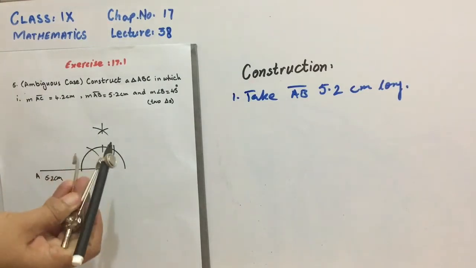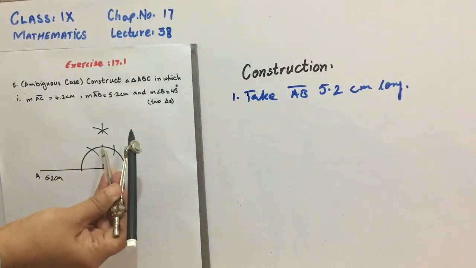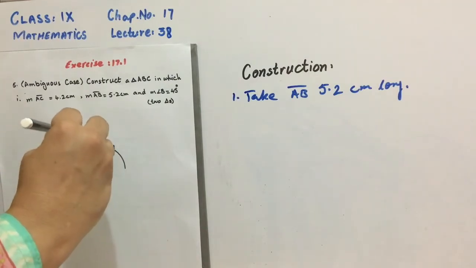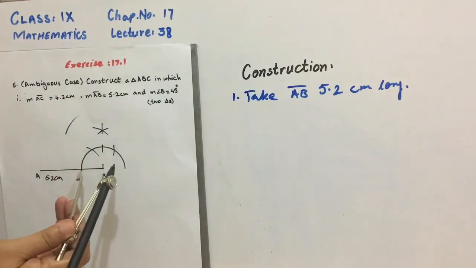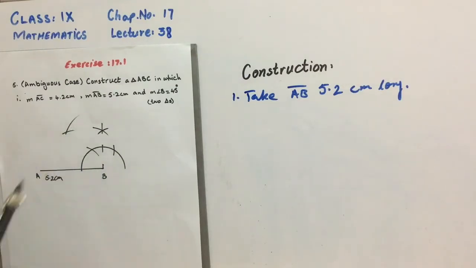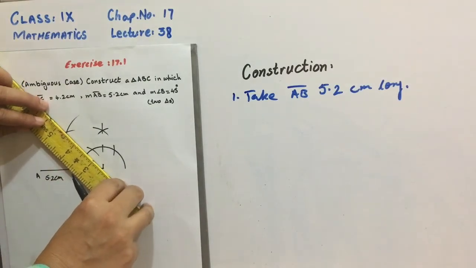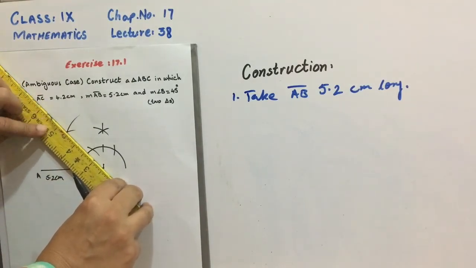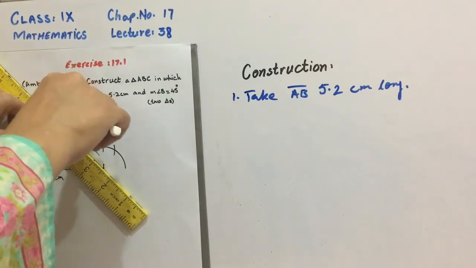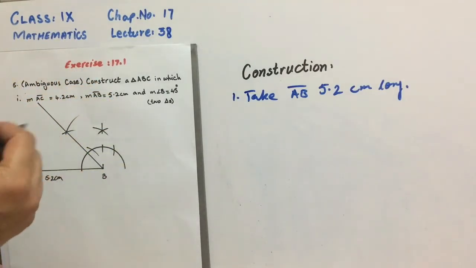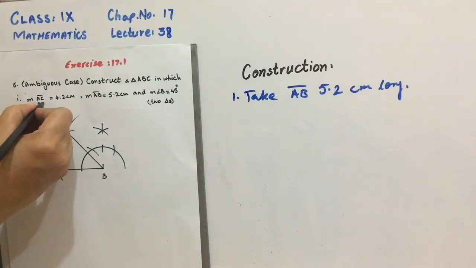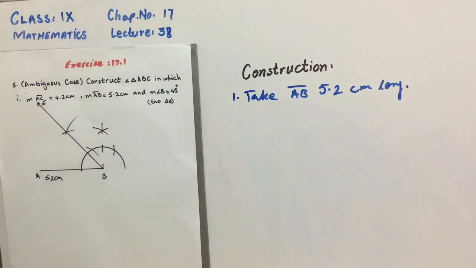Now keep the needle of your compass at this new point and mark an arc. Again, with the same setting, mark another arc which will bisect the angle of 90° into two halves of 45 degrees. So angle EBA is equal to 45 degrees. Note down this step.